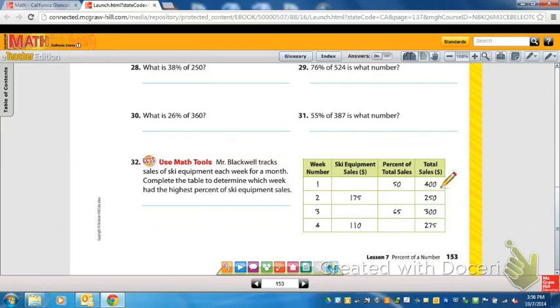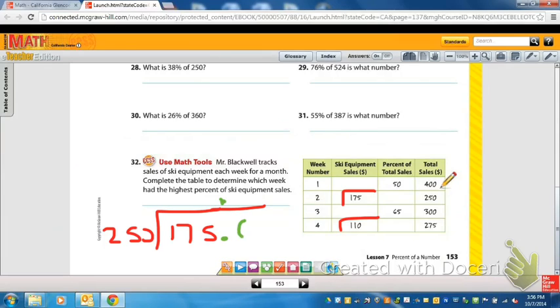For this one, we know the percent of the sales here. So this is 50% and that is 65%. So for these two, we're just going to change the percent to a decimal, 0.5 and 0.65, and multiply it to the total sales. And that's how you get your answer for those two. For the other ones, we're going to divide 175 divided by 250 and 110 divided by 275. Which means you're going to have to add a decimal and zeros.